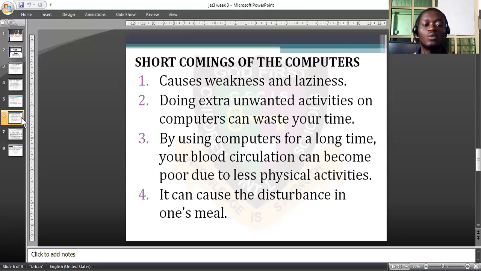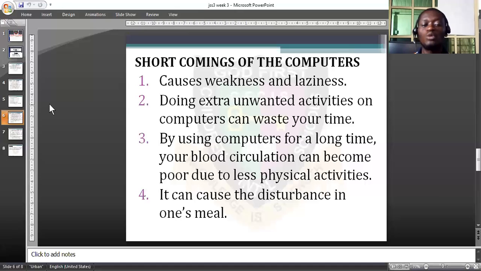One of them is that it causes weakness and laziness. The computer is now causing laziness among students, among staff of organizations, among parents. They no longer use their knowledge to process information. They now rely on the calculator, on Google, on computers to help them process their information, thereby decreasing their level of reasoning and how they process information. One of them is that it causes laziness and weakness.